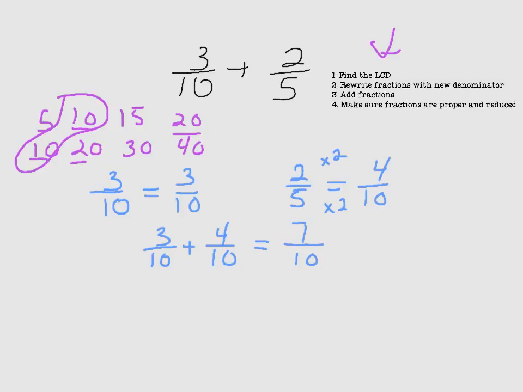The last step we want to do is make sure that the fraction is proper and reduced. So remember, proper means that it's less than 1, or that your numerator is smaller than your denominator. And reduced means that we can't simplify it any further, which we can't. So our answer to this problem is 7/10.